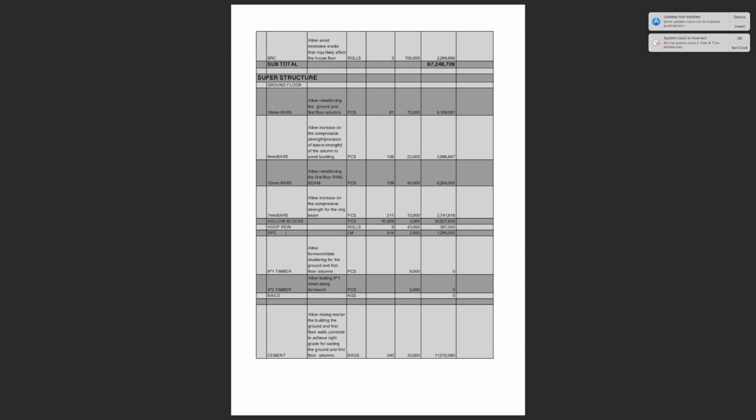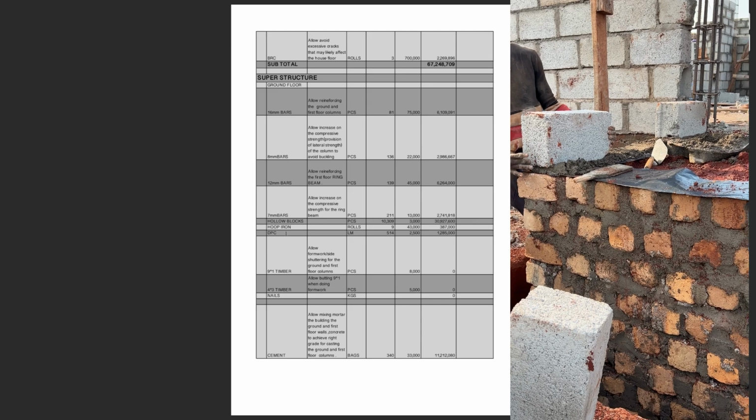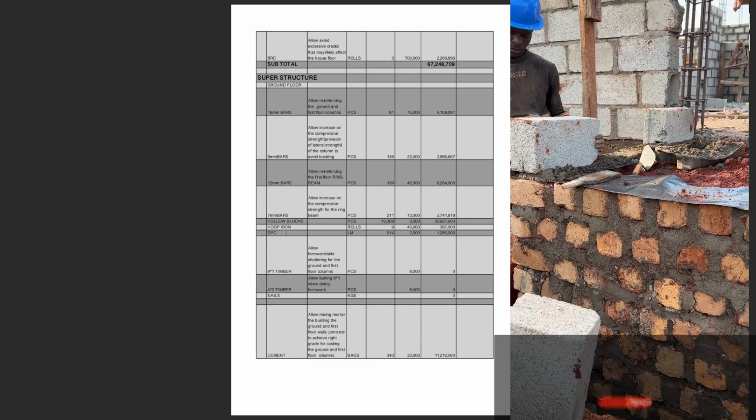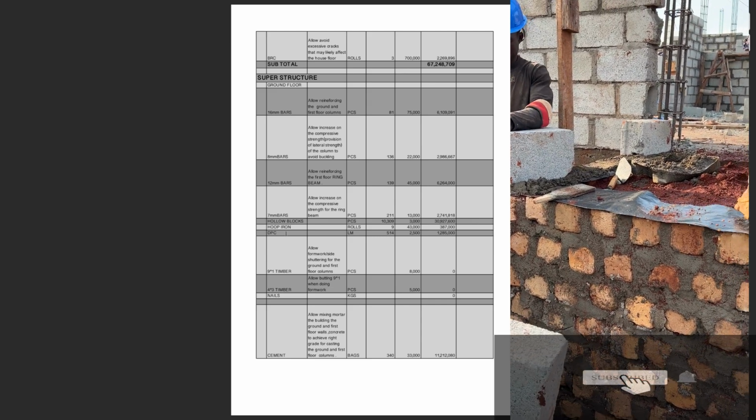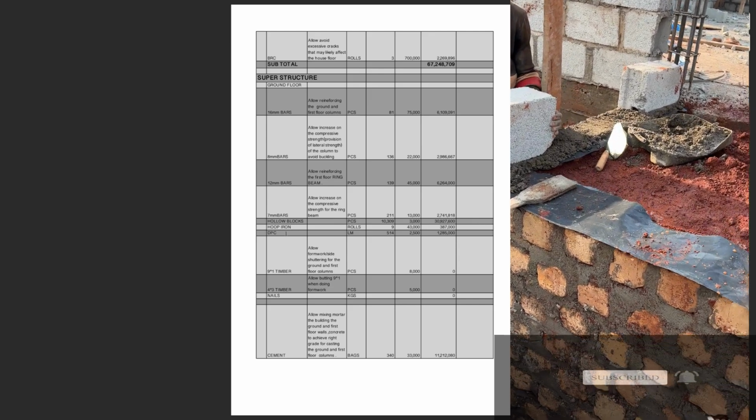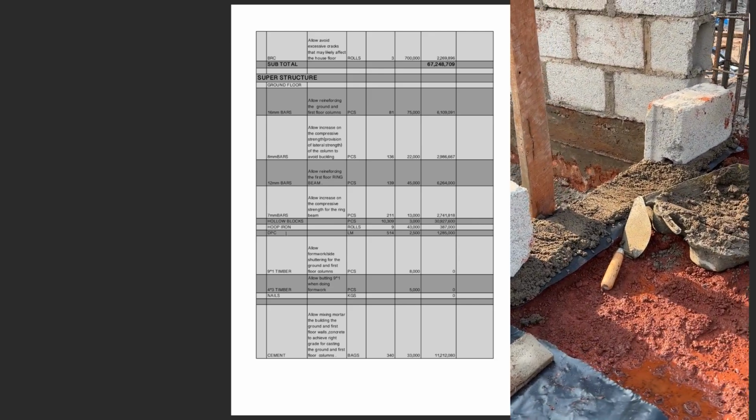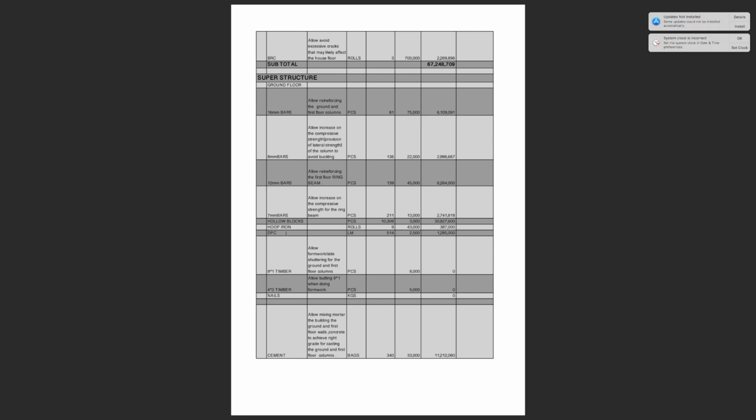Now this DPC is for both the ground floor and the first floor, because after casting the ground floor slab, we always place a layer of DPC on top of the already cast slab before we start the block work. This DPC protects the wall from structural dampness. That applies also on the first floor. Before we start the block work, after casting the suspended first floor slab, we always place a layer of DPC on top, then we start the block work on top.